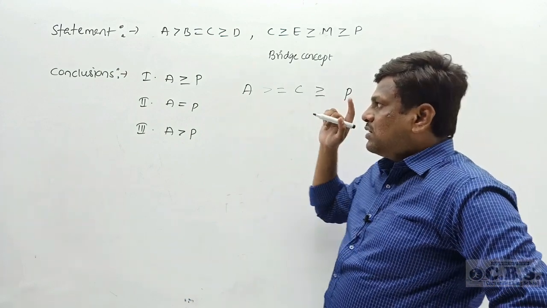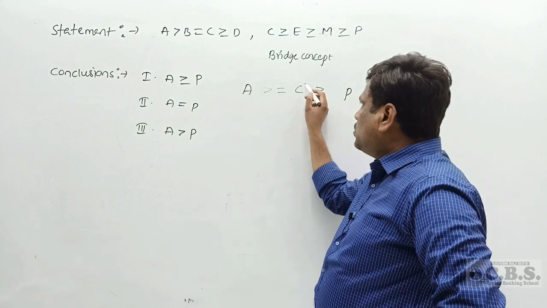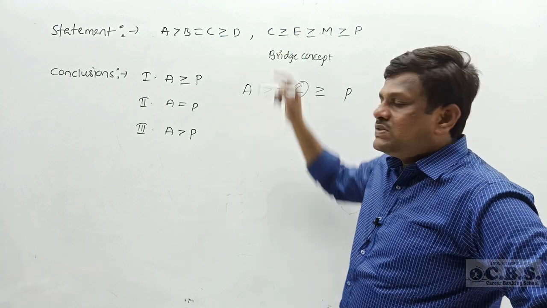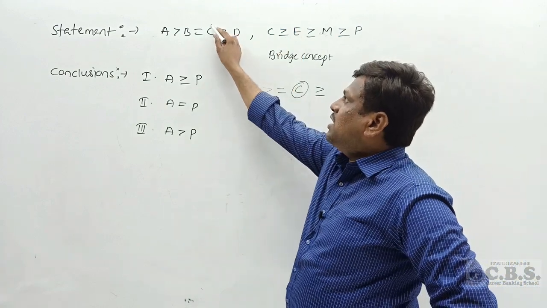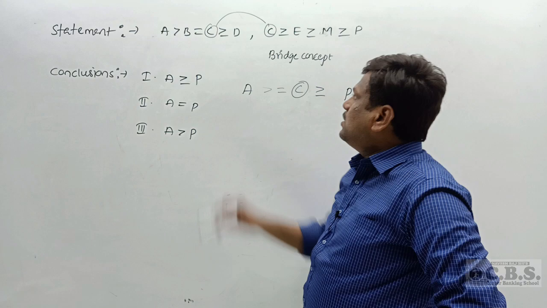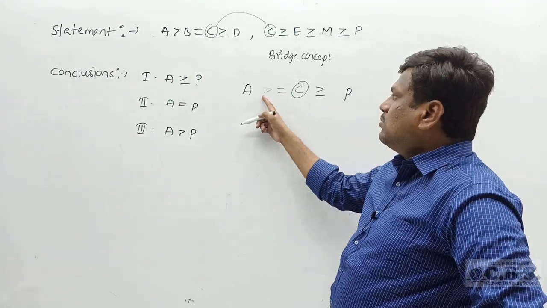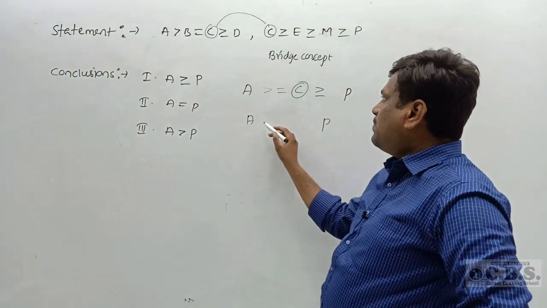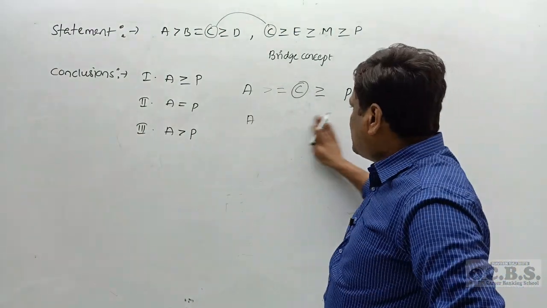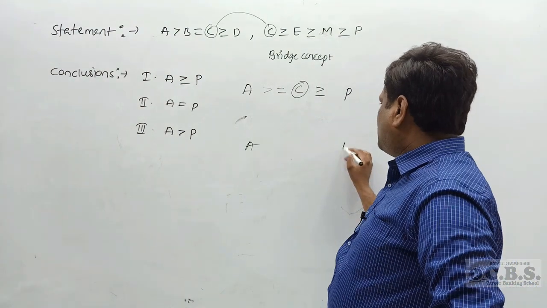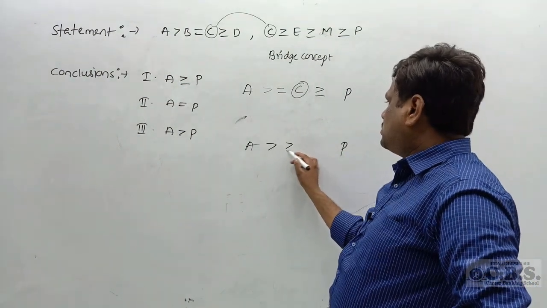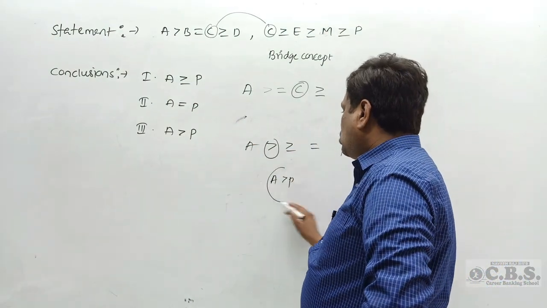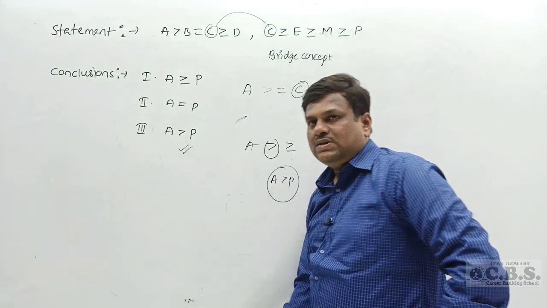When you're trying to find a relation between A and P, you need the help of C. C is a bridge element between the first statement and the second statement. Get my point? C is a bridge element from here and here. So what are the symbols between A and C? More than and equal, and here more than or equal to P. Obviously between A and P, the symbols are more than or equal to and equal. What is the first preference you choose? More than. So the answer A more than P is absolutely the right answer. Option third is the right answer.